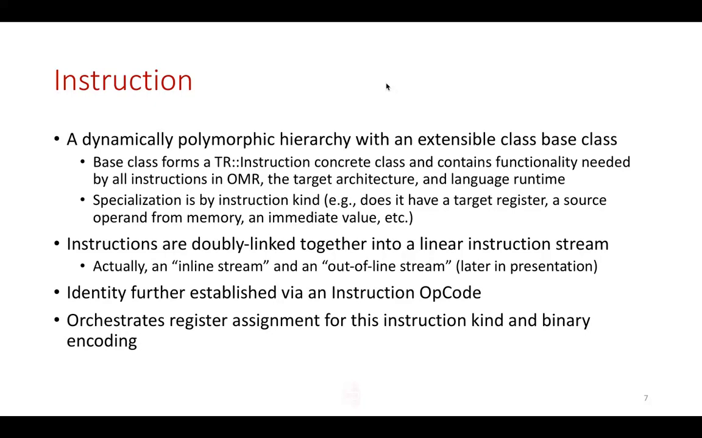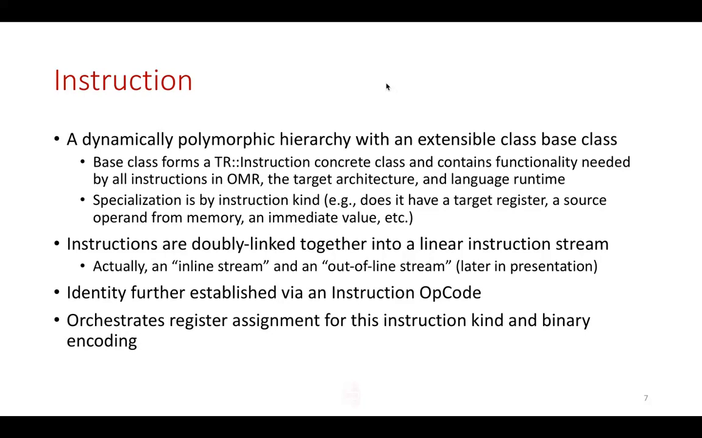So in the case of Java, if you're working on something for Java, Java can actually provide in this base class its own sort of specializations. And then basically what that forms is a TR instruction base class. And then a particular code generator can come along and create instruction kinds that really derive from that base class. And those are actually dynamically polymorphic.